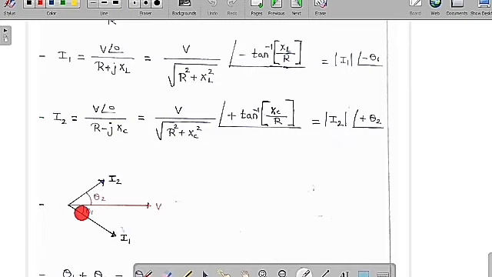So you can see clearly here this is the supply voltage V. The current I1 is going to lag by theta 1 and the current I2 is going to lead by an angle theta 2. So you can see clearly now here this is V by under root of R square plus XL square, and this is V by under root of R square plus XC square. As XL is not equal to XC, we can say that the magnitudes of the currents are not equal.